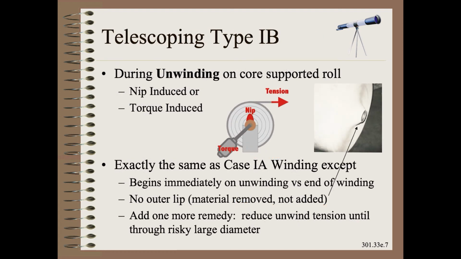As an aside, there's a very closely related telescope, Type 1B, where the roll telescopes during unwinding. Many people think that just because you can wind a roll, that your customer should be able to unwind it. That is often the case, but not true in all cases, for reasons detailed in my Web 101 class.